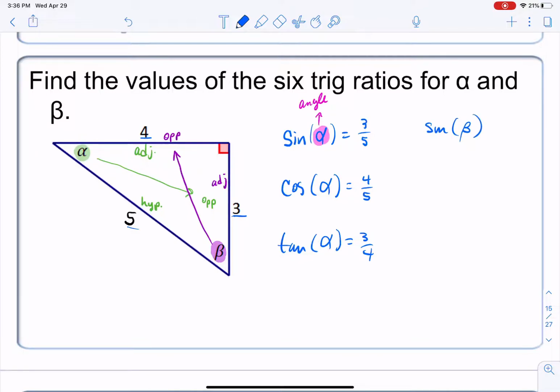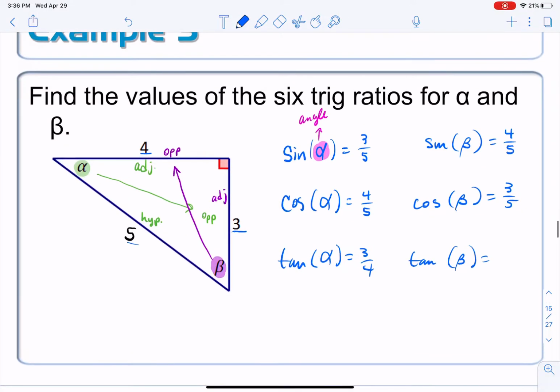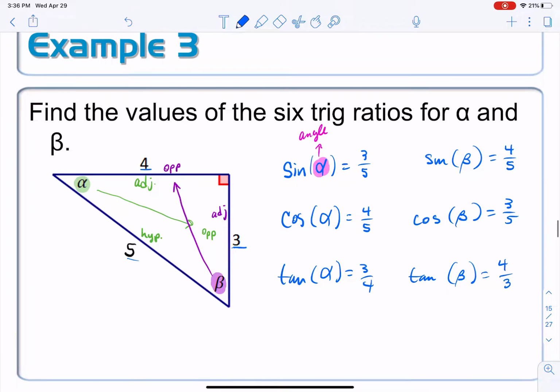All right, so then let's go with the sine of beta. That's how you write a beta. It's like a fish, right? A beta fish. It's the opposite over the hypotenuse. Opposite now is 4/5. The cosine of beta, adjacent over hypotenuse, is 3/5. And then finally, the tangent of beta is opposite over adjacent. It's 4/3.